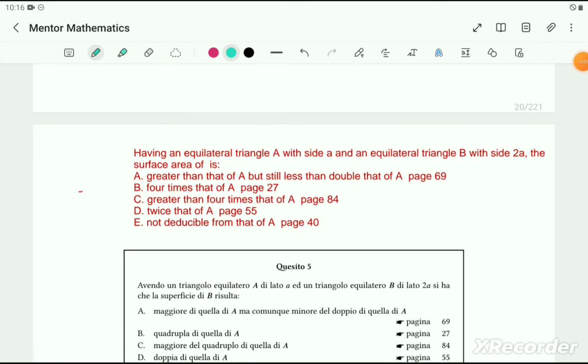Let's read out the problem. Having an equilateral triangle A with a side A, and an equilateral triangle B with a side 2A, the surface area of B is: greater than that of A, but still less than double that of A; 4 times that of A; greater than 4 times that of A; twice that of A; not deducible from that of A.